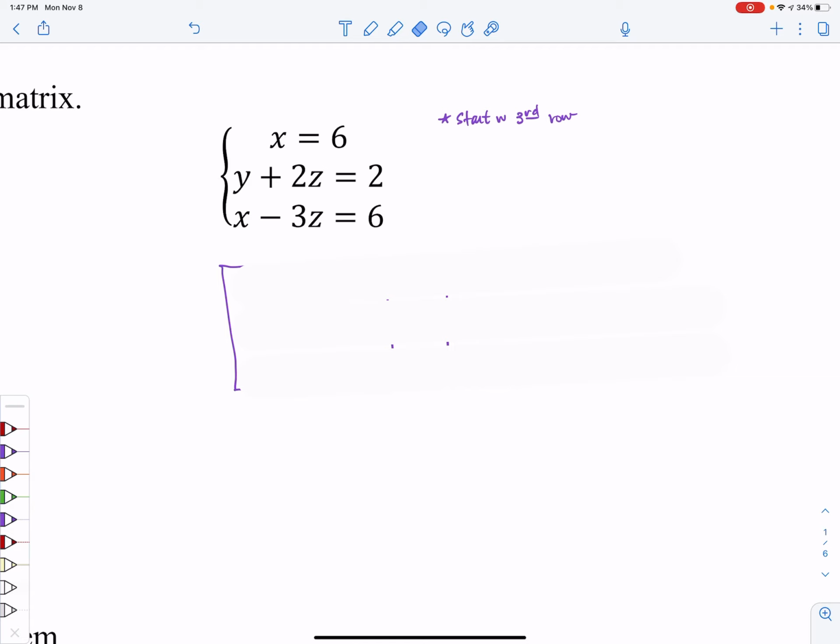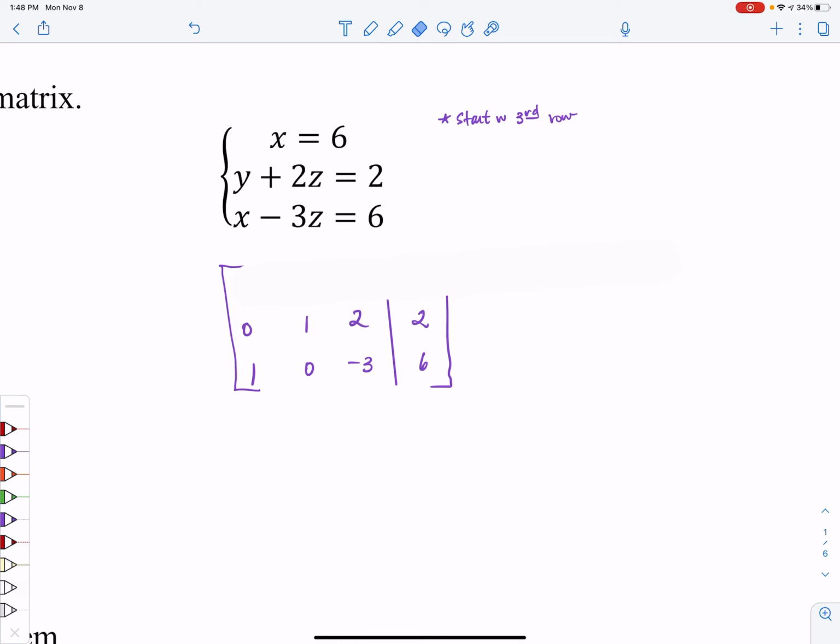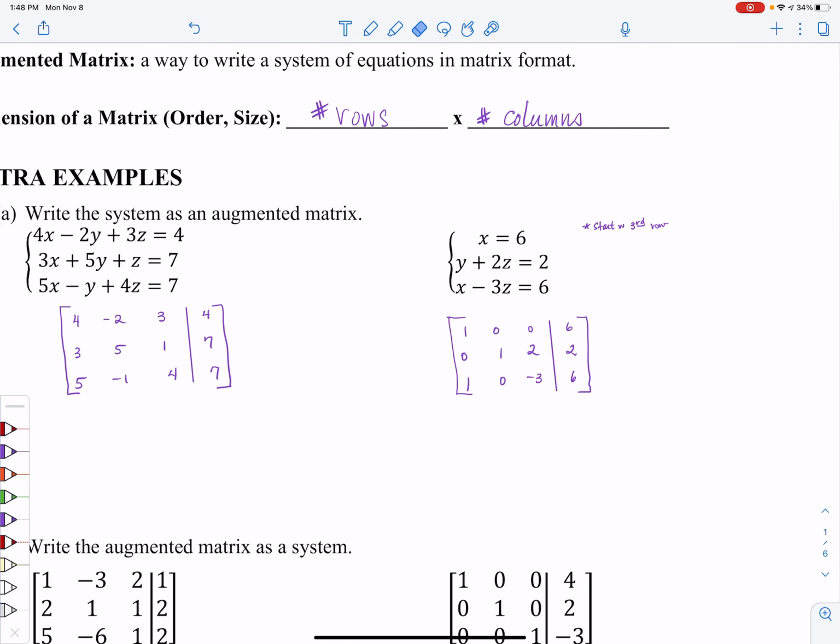All right, another example of this. And then this one, I'm going to start with the third row just because it's a little simpler. And so notice that we have an X. So this is going to be 1. All right, and then I have no Y's, so my Y's are going to become 0. And then I do have a Z, which is -3, and I also have a 6 there. So my third row will be 1, 0, -3, and 6. My second row, if I'm working upwards from there, is going to be 0, 1, 2, 2. And my very first row will be 1, 0, 0, 6, since there's no Y's and there's no Z's. All right, now let's go backwards.